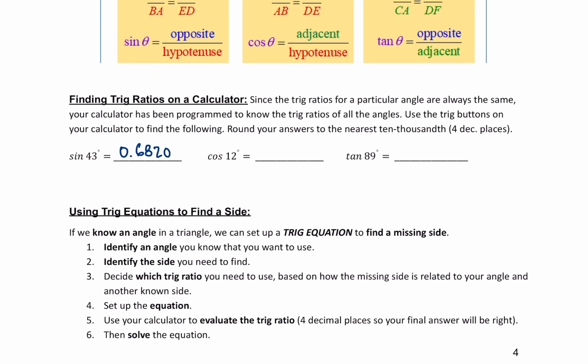Then if we use the cosine button and do the cosine of 12 degrees, we'll get 0.9781. And similarly, if we use the tangent button and do the tangent of 89, we'll get 57.2900 if we round to 4 decimal places.